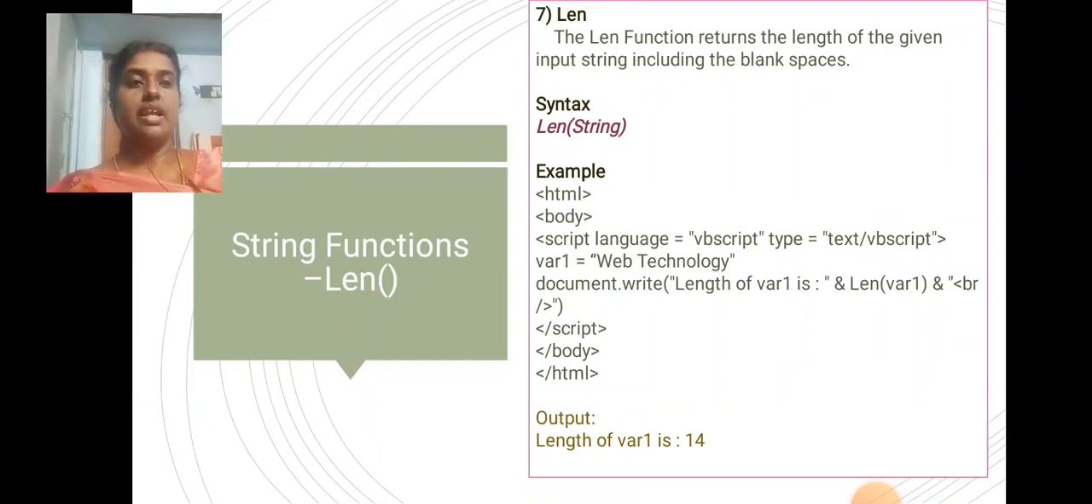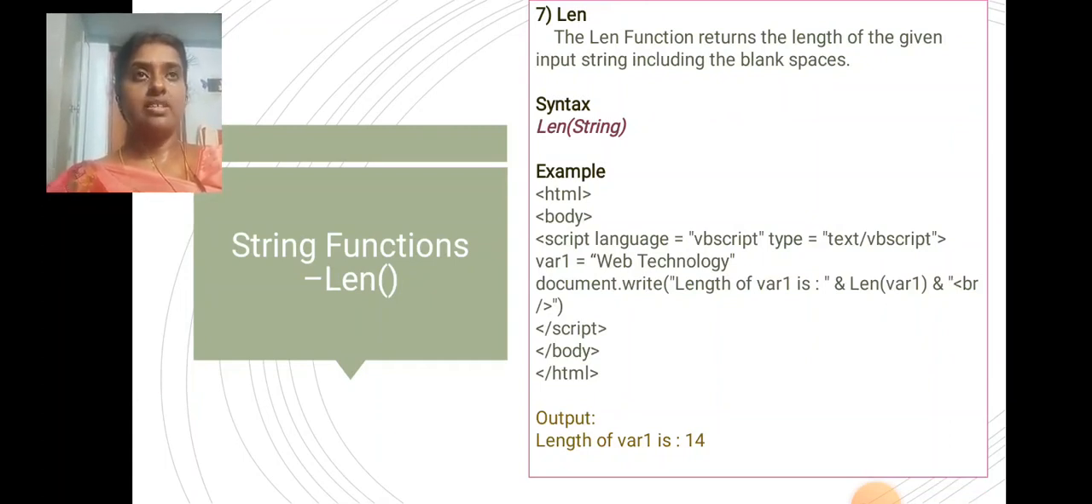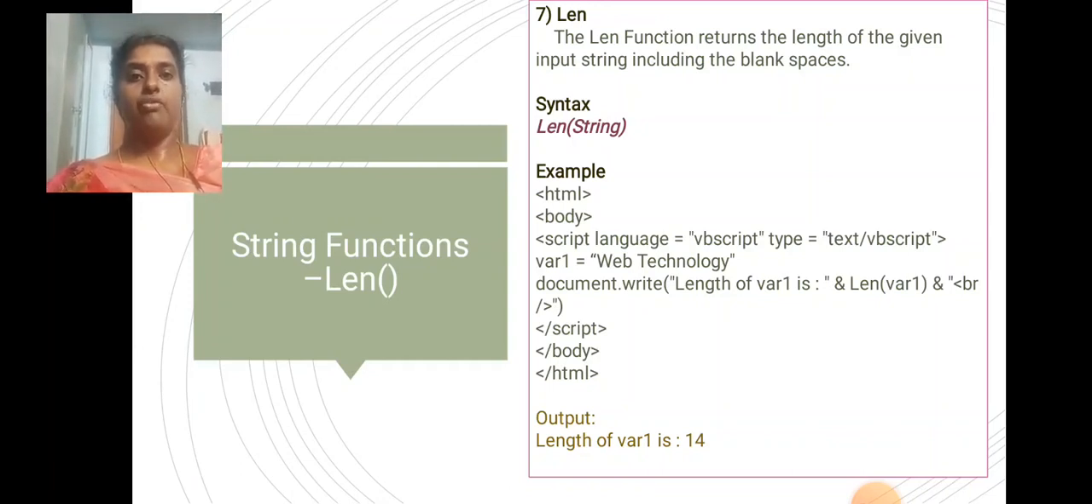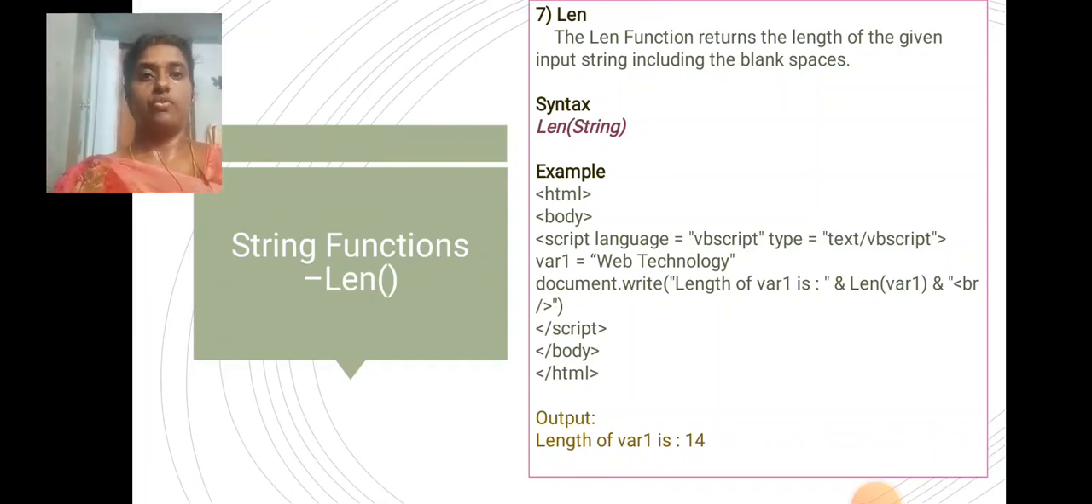The next method is the len function. This function is used to find the number of characters in your string. So variable 1 is equal to web technology. Here the len method takes only one argument, a variable. So len of var1, where var1 is holding the value web technology. It will count the total number of characters, even including the spaces in between. Any special characters you include inside your text will also be counted. So web technology is made up of 14 characters. This is the use of the len method.